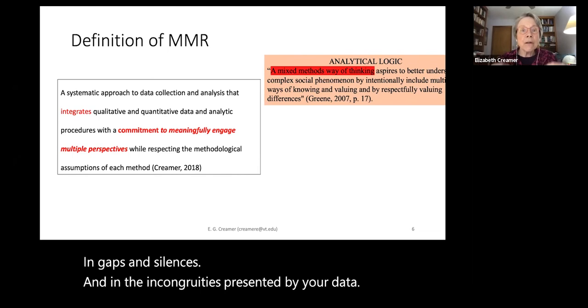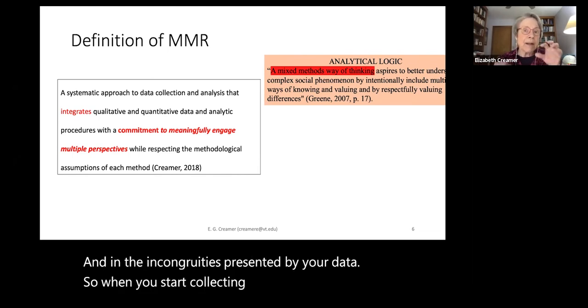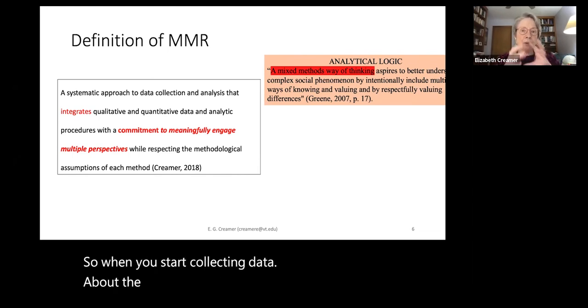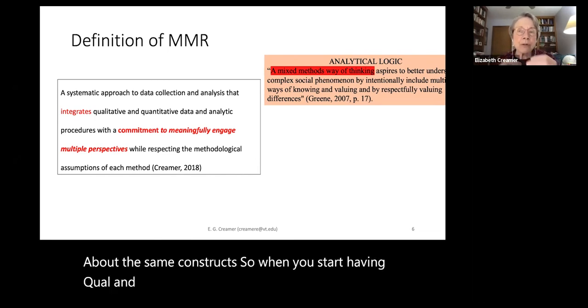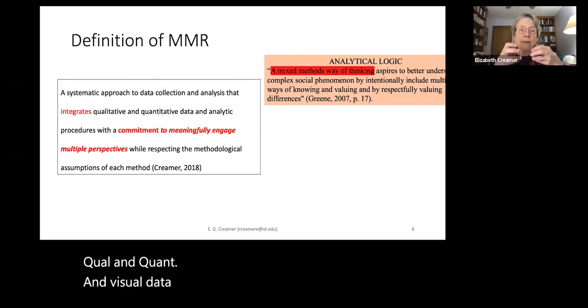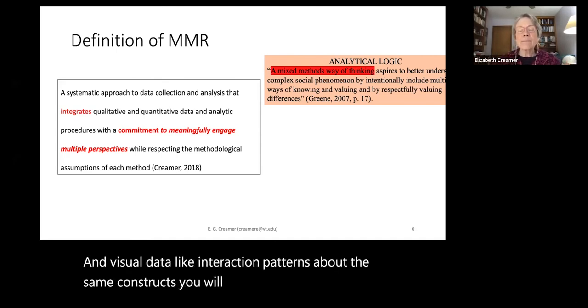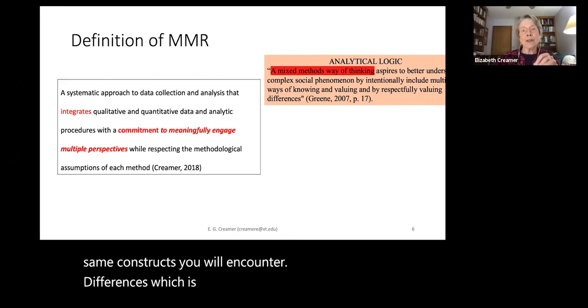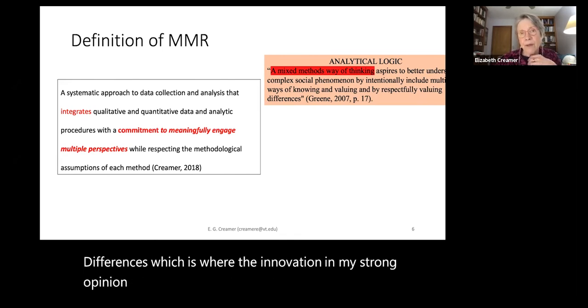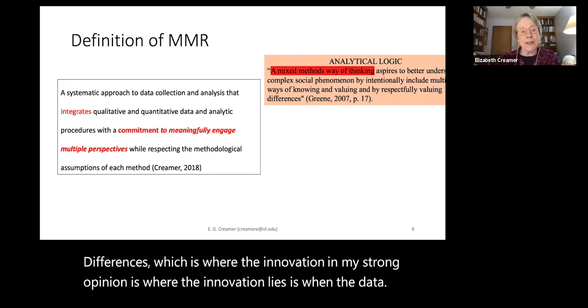So when you start collecting data about the same constructs, when you start having qual and quant and visual data, like interaction patterns, about the same constructs, you will encounter differences, which is where the innovation, in my strong opinion, lies: when the data doesn't do what you expect it to do.